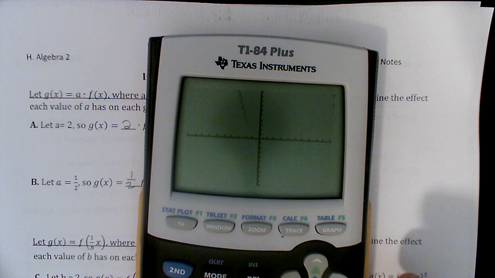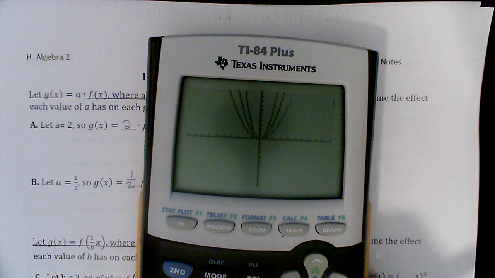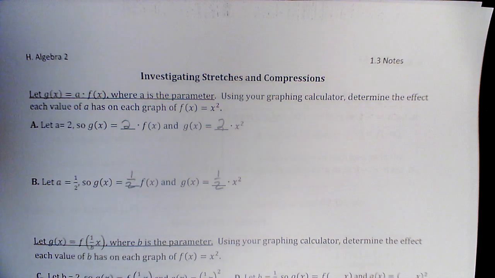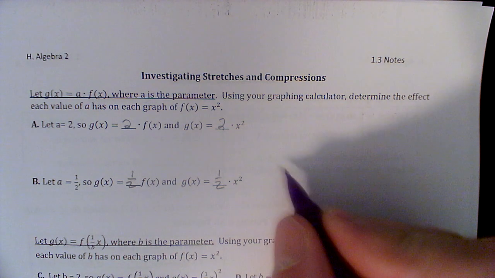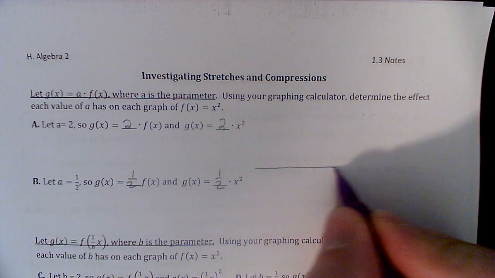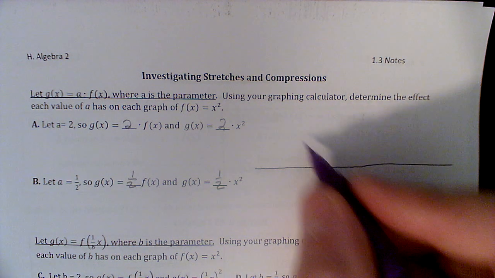So there's the parent function. Here comes 2 times x squared. Oh, look, it's skinnier. It's been pulled up and stretched. And there's the 1/2 x squared, which has been flattened out. I'm going to show you a lot more when we get to class, but we know this. So if I had the parent function, I'm just going to draw them all here. I'm going to draw a big one right here.